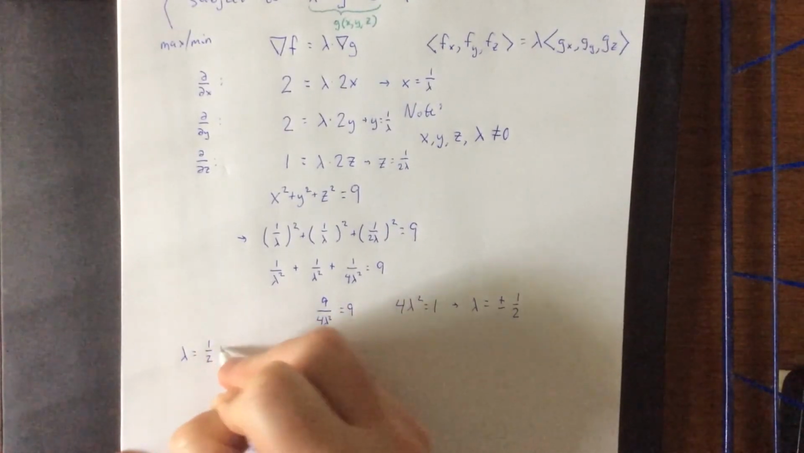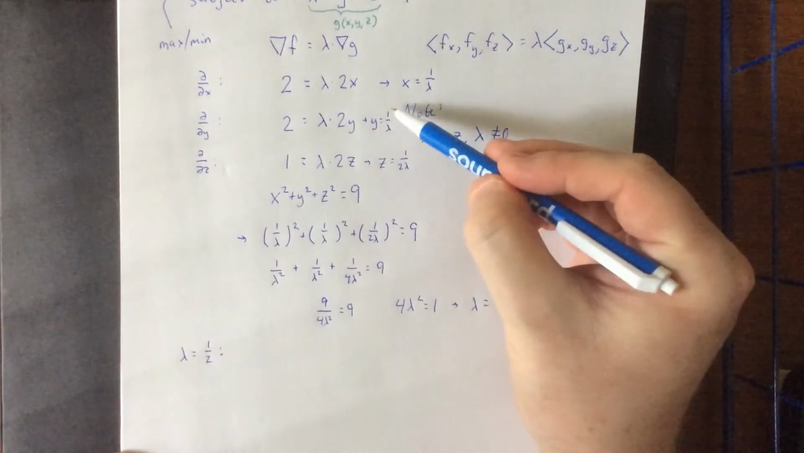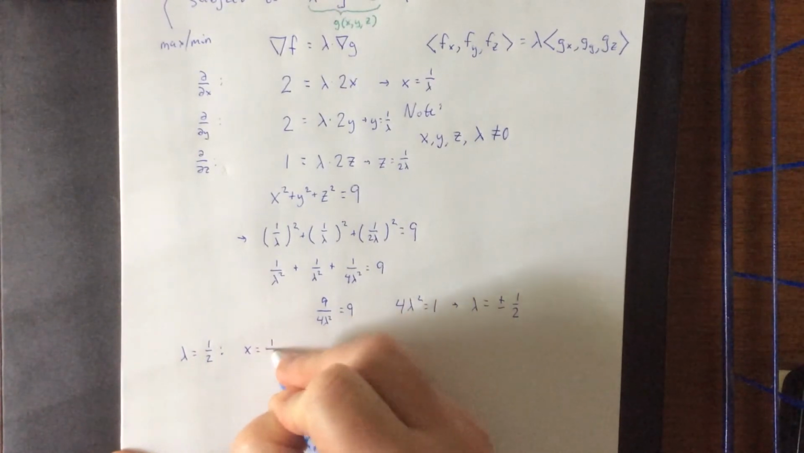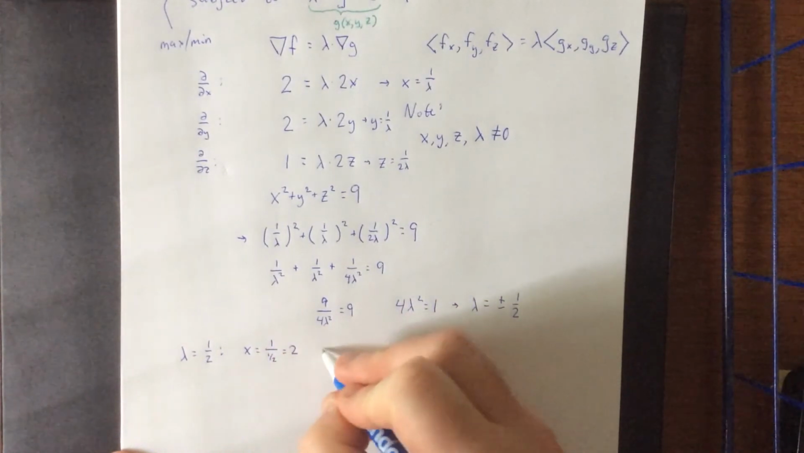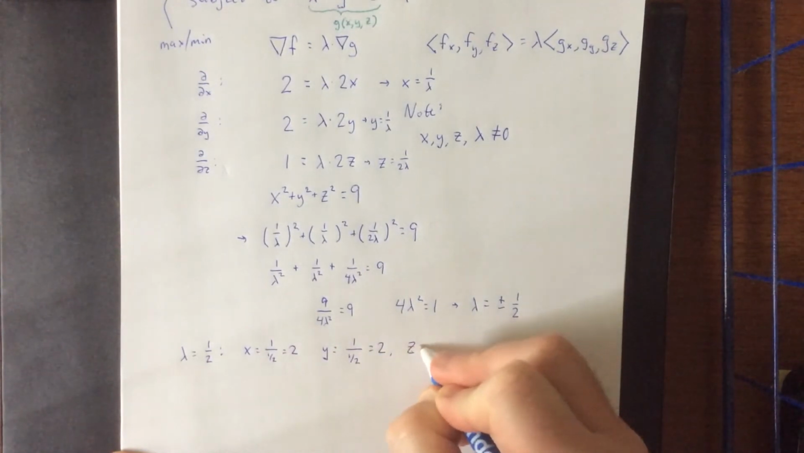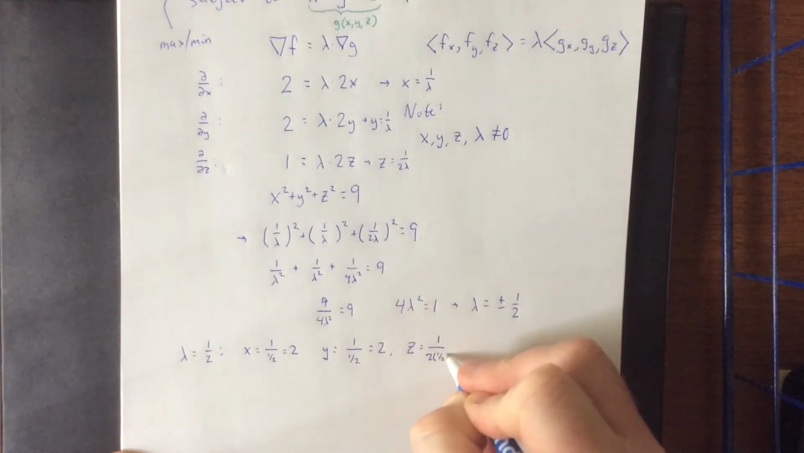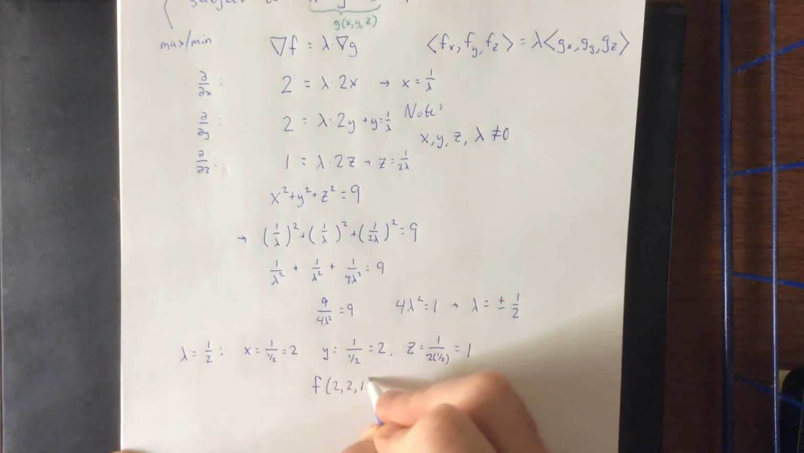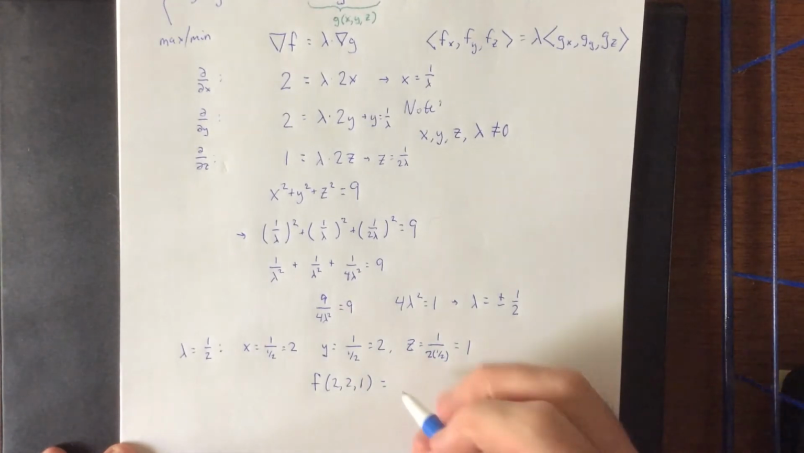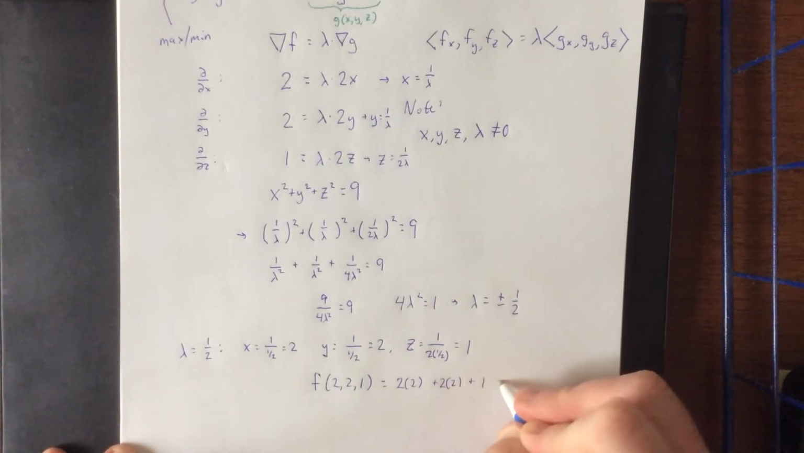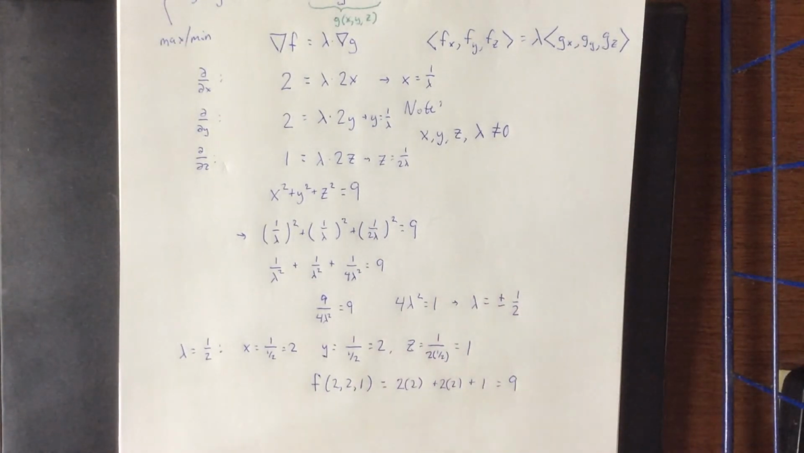So in the event that lambda is equal to 1/2, we can then go back to the substitutions that we made for x, y, and z and plug these in. So x will be equal to 1 over lambda, which will give us 2. Y will be equal to 1 over lambda, which will give us 2. Z will give us 1 over 2 lambda, which will simplify to be 1. F of these values, 2, 2, 1, will result in 2 times 2 plus 2 times 2 plus 1. This 9 represents the maximum possible value of our function f.